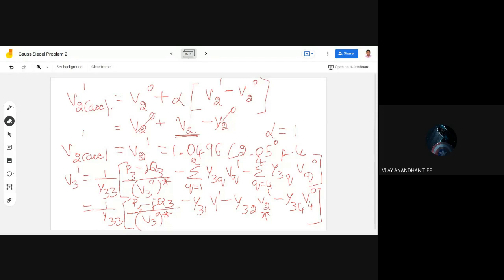Sir, if we found V2 acceleration, in the next voltage calculation we should use the acceleration voltage only? Over the process of iteration, you're asking, right? Yes, sir. In that case, you have to consider the acceleration voltage only. Also V2 acceleration is equal to V2 only, sir. So the rectangular form is 1.048 something only, sir, plus 0.0376j.